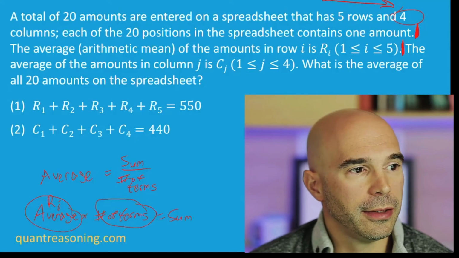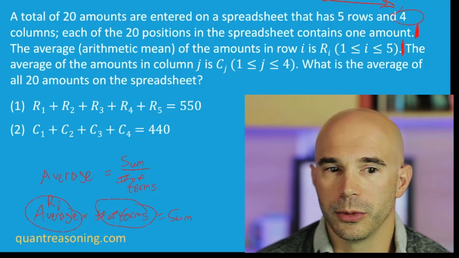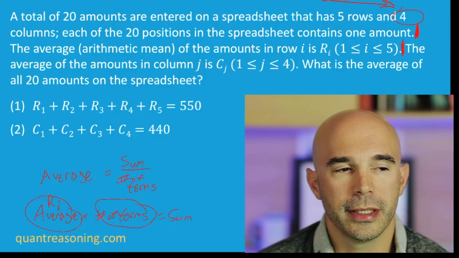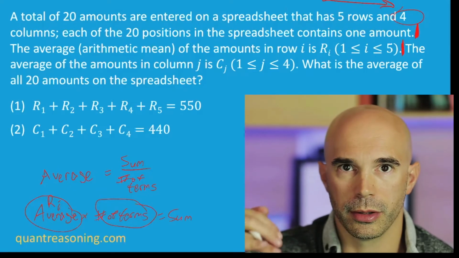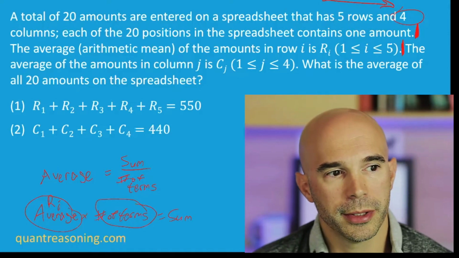So we read on, the average of the amounts in column J, so we're going to use the lowercase j to represent the column number, and lowercase i to represent the row number.